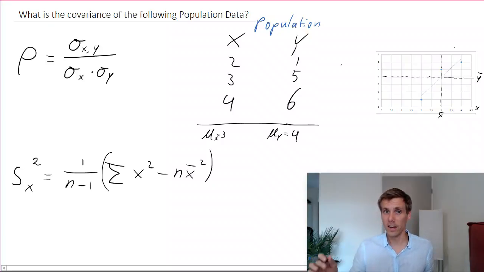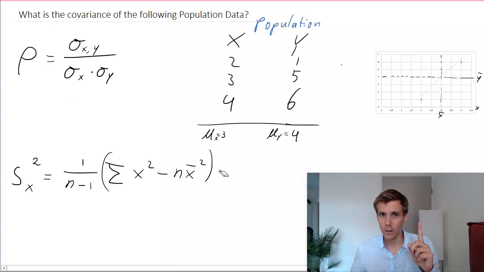Only in the last example it was not population data, it was sample data. So probably because now you got population data, you will get another answer. Please, what I put here for you is the formula for the correlation for the population, and notice, look good, not a formula for the variance of the population, but for the variance of the sample.